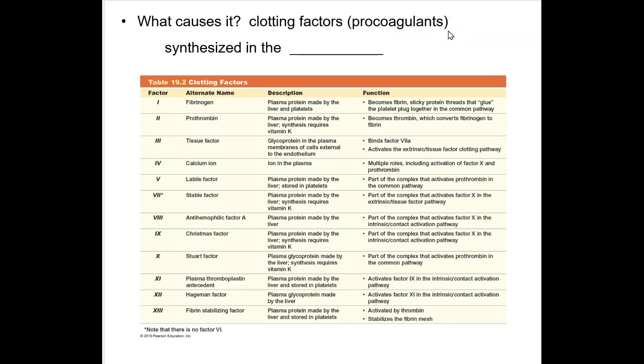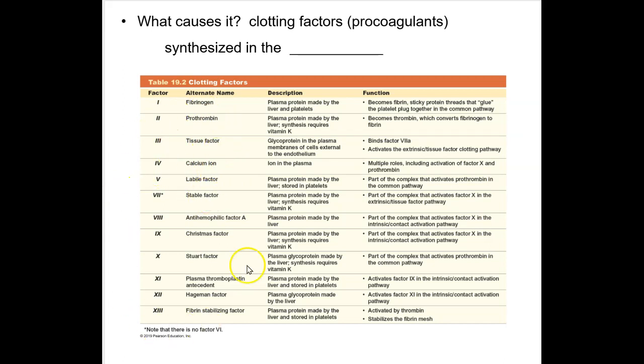They are all made in the liver, and they are all Roman numerals. I know how much you loved Roman numerals when you learned cranial nerves, but I didn't name these. Sometimes we just use their name. Like we'll talk about fibrinogen. We won't call it factor 1. We'll talk about prothrombin. We usually just say tissue factor and calcium ions. We don't call them factor 4.